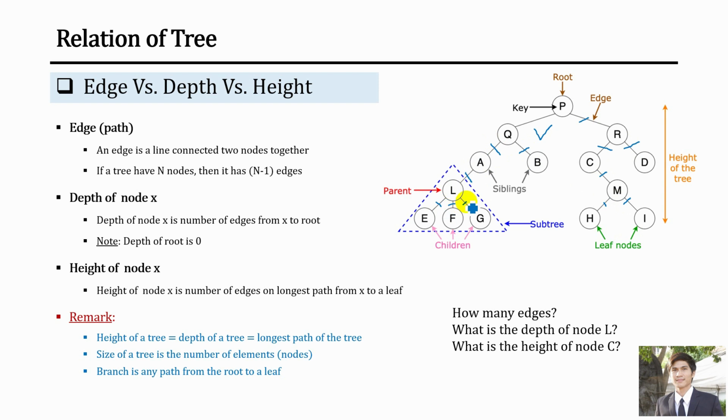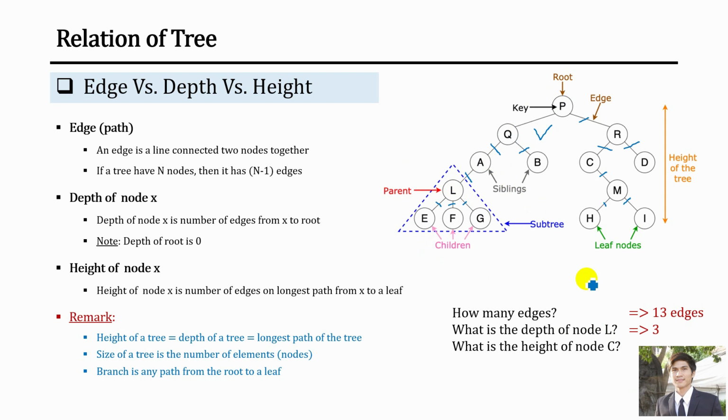And what is the depth of node L? Okay, you can find it through this example. Based on the definition, depth of a node is the number of edges from x to the root. So if you want to find the depth of L here, you can count the number of edges from this node L to the root, right? So in this case, we have 3.